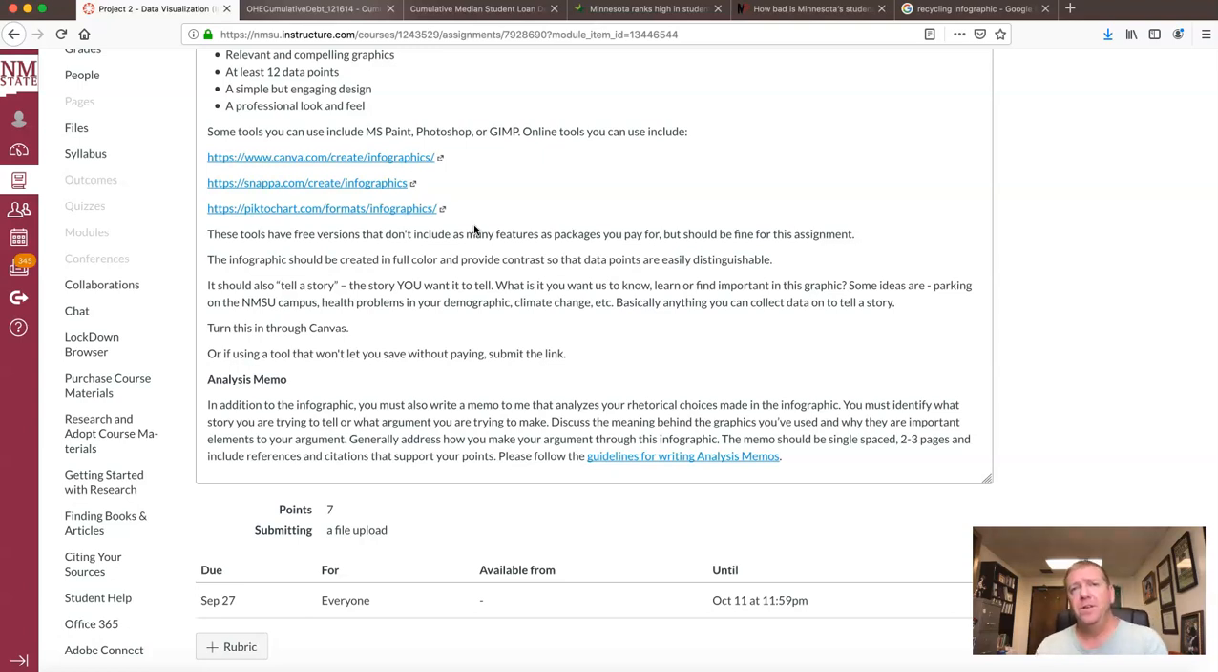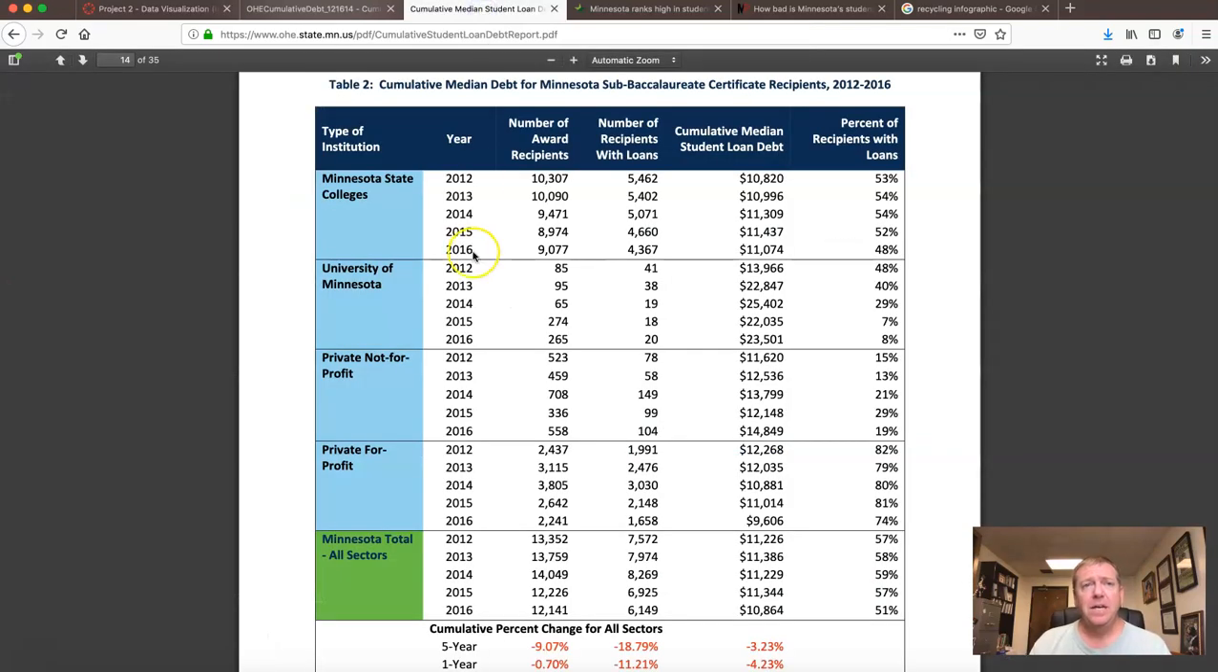So let's look at a couple of different ideas and what this means from a real example point of view. So let's look at this, the cumulative median debt for Minnesota sub-baccalaureate certificate recipients from 2012 to 2016. And what I did is I entered student debt. Minnesota was one of the first ones that came up, and so I picked that one. But I found this table on a report that they put out. It's generally a report about student debt, college student debt, something that probably all of you unfortunately know about. I certainly do. So it's a report about college student debt in Minnesota.